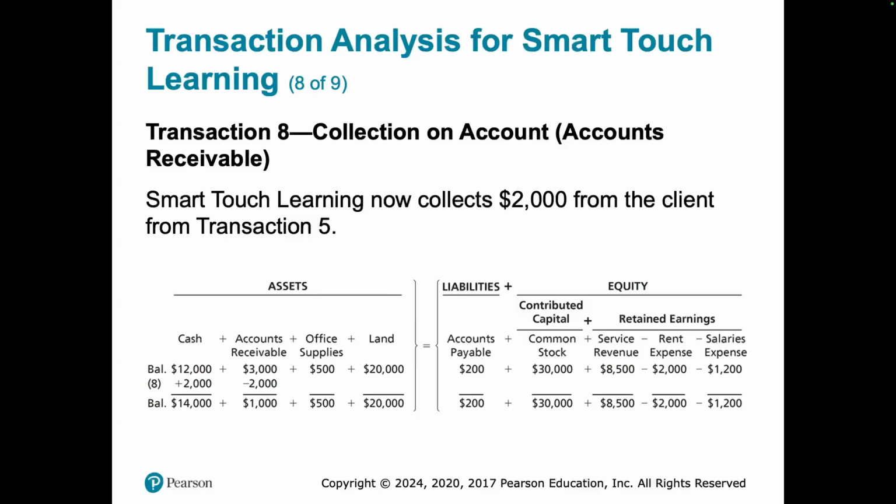So we're not changing how much of assets we have. We're changing what those assets are accumulated of, what they consist of. And so now we have less accounts receivable, fewer IOUs in our account, and more actual cash in our account. So it's actually looking good for us.